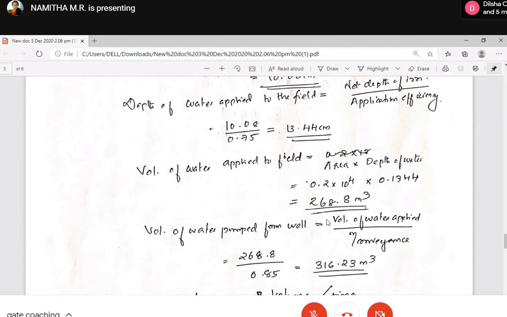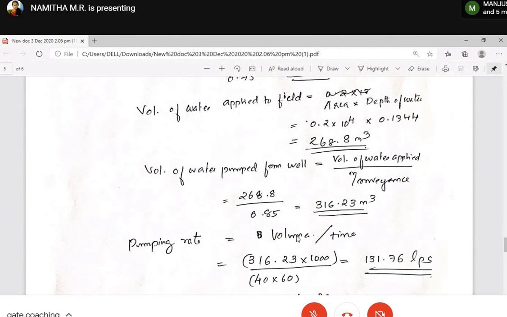So the actual volume of water that you have to give is more than this. So we have to account for the conveyance efficiency also. We have to divide this value by the conveyance efficiency to get the actual volume of water. That is 316.23 meter cube of water. Now this is the volume of water only.